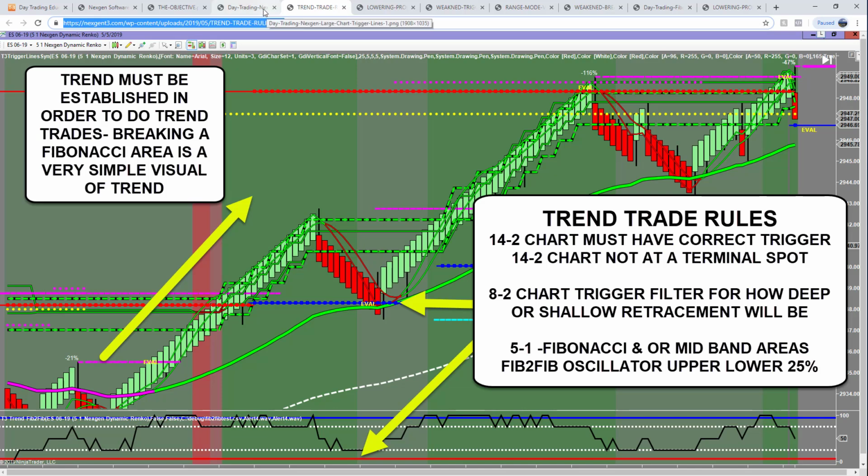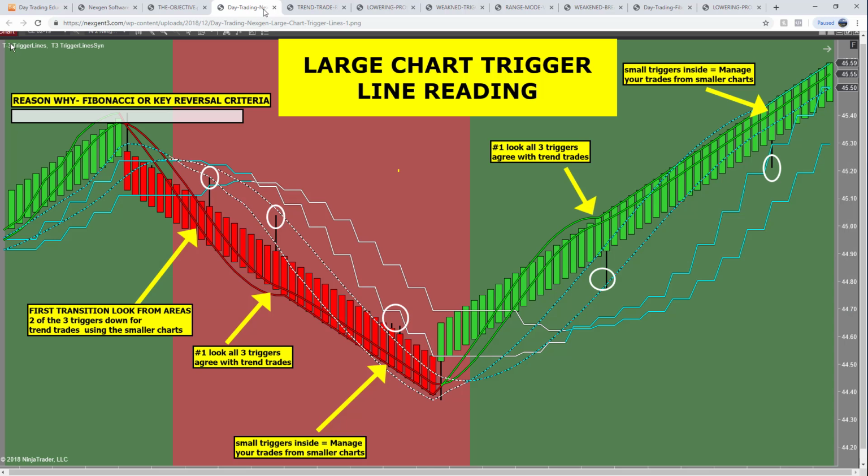I'm going to add this in, but we're never going to look at it again today. When you do a 14-2 chart, there are 3 looks, and you must have one of these 3 looks to have a high probability trade. You must have the small triggers crossed down or up to do a trade, first of all. Then the small triggers must be below all of the other triggers, or at least inside, to go short, or above all of the other triggers, or at least inside, to go long.